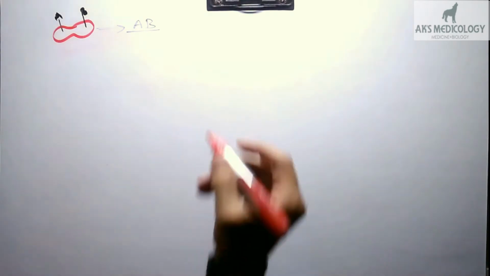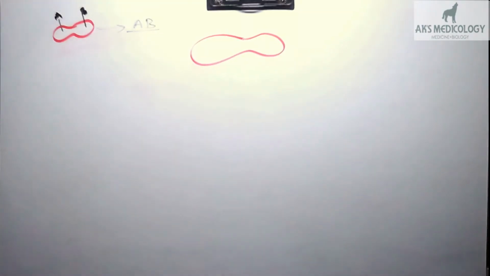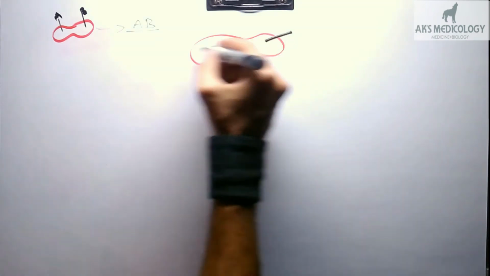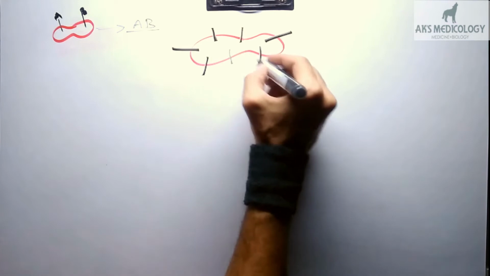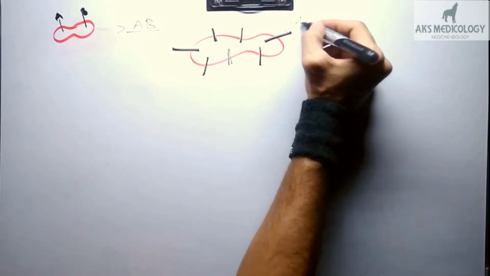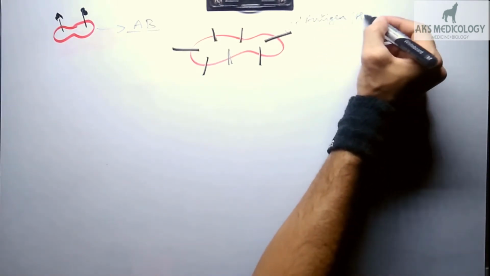Now, another antigen which is important besides these A and B antigens is H antigen or H substance, which is present over the surface of RBC. Let us consider these black lines as H antigen or H substance.